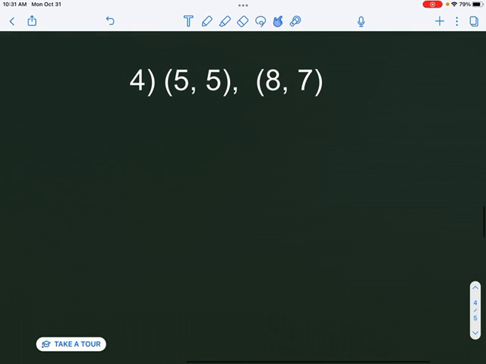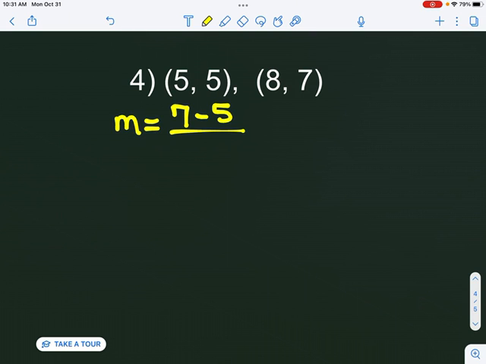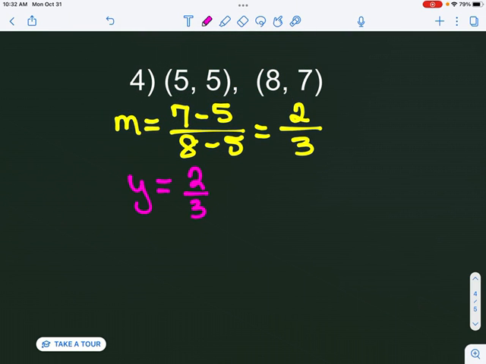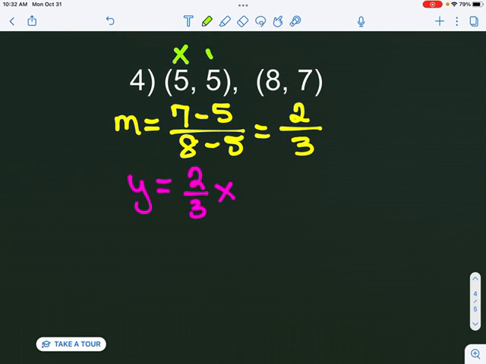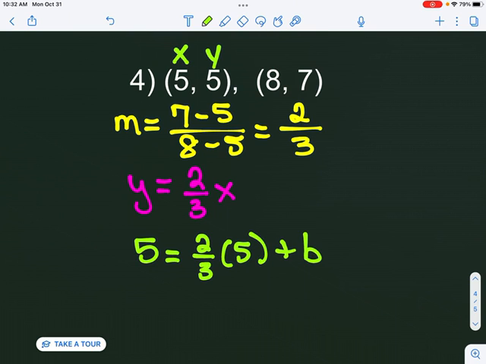Okay, last one here. So we start off again. We're going to find our slope first. So I'm going to go 7 minus 5 over 8 minus 5. So 7 minus 5 is 2. 8 minus 5 is 3. So now we're going to plug that into our slope-intercept form. Now we're going to pick a point. I'm just going to go the x and the y of 5, 5. I'm going to plug that in. So 5 equals 2/3 times 5 plus b.